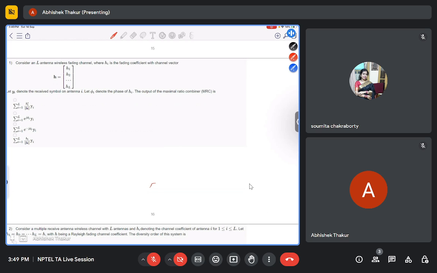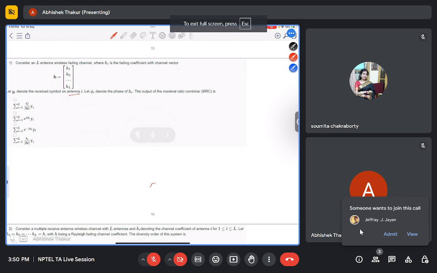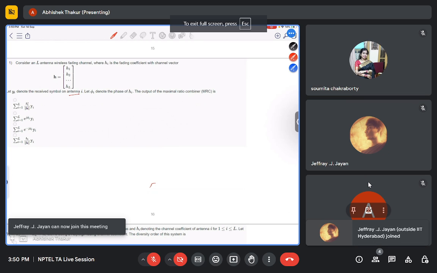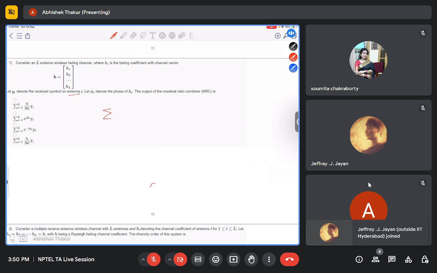Now consider an L antenna wireless fading channel. These questions are from the previous week lectures, where hi is the fading coefficient with channel vectors. Let yi denote the received symbol on antenna i and phi i denote the phase of the hi. The output of the maximal ratio combiner is the summation of hi.